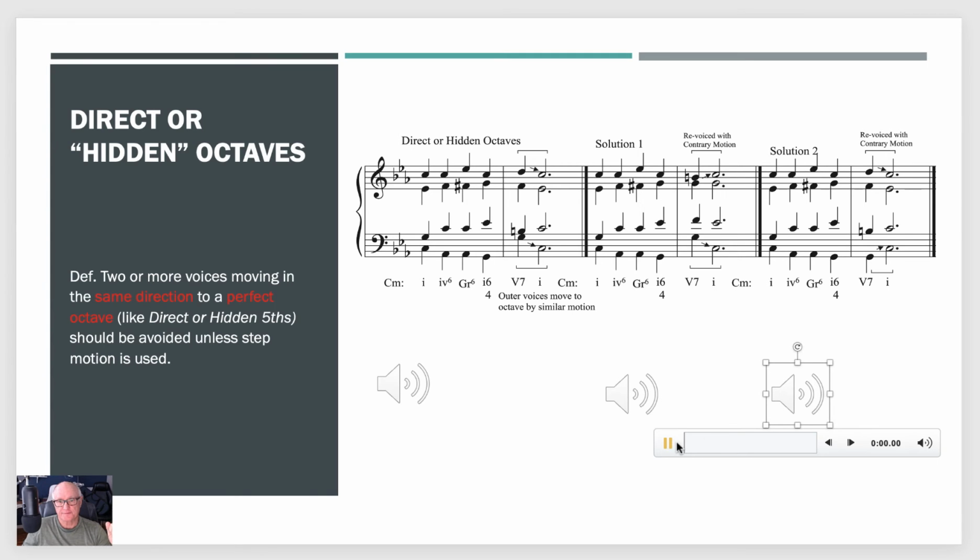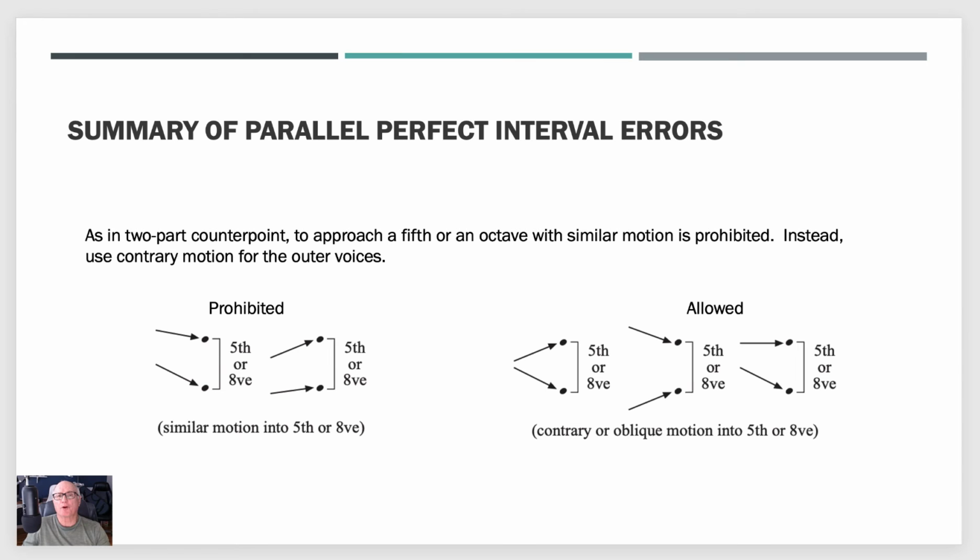Listen to the next one. The contrary motion creates extra power and independence of the two lines as they come to the cadence. So that's what you want to work for. And it's the same idea. If it asks you for hidden octaves, look at the arrival interval and check it against the one before it and watch the direction of the outer voices. So here's a summary of the parallel perfect interval errors.